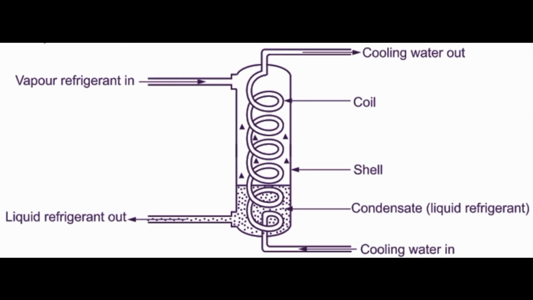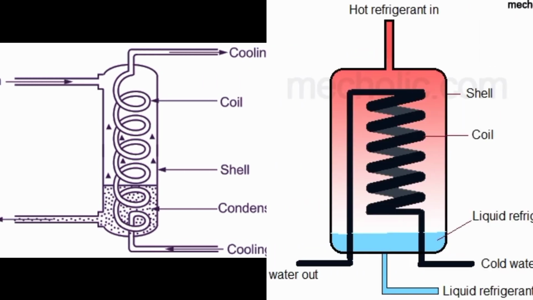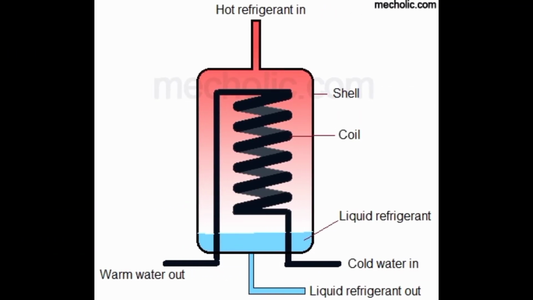This is the working of the shell and coil type condenser. The hot refrigerant enters into the shell. The cold water enters into the coil and the hot refrigerant touches the water coil. The water will absorb the heat.